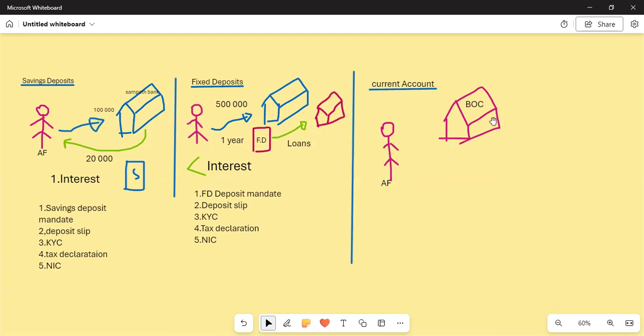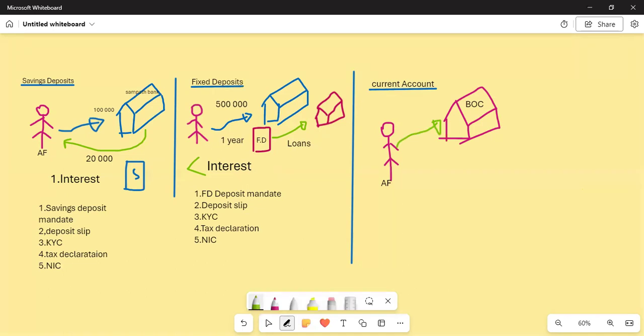But if I want to open a current account in this BOC bank, I have to find someone who already has a current account in this bank. That person must declare me. That person has to declare me, and only then can I open a current account.